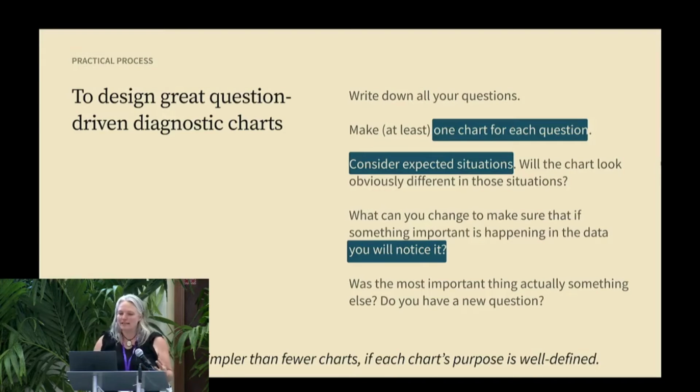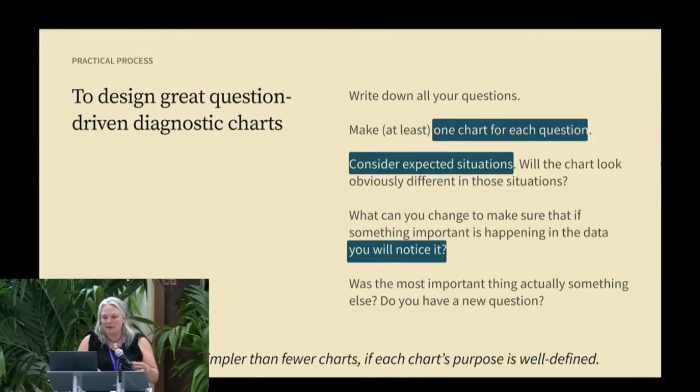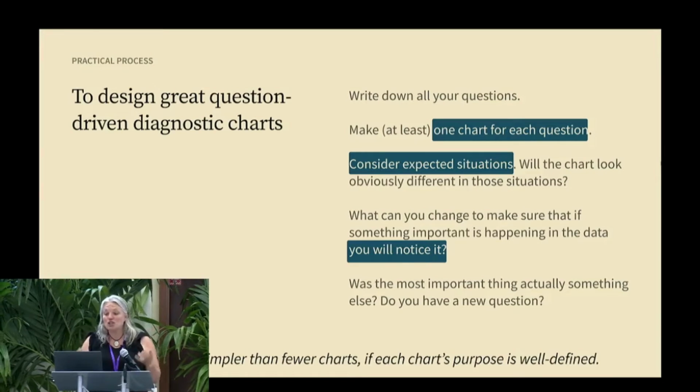Some practical process for this: write down your questions. Make at least 1 chart per question. And consider those expected situations. If what's really, really important is the difference between presence and absence, that should look obviously different. You should be able to notice that. And going through this, you might discover, as the previous talk discussed, that you're actually asking a different question, and come back to the top.